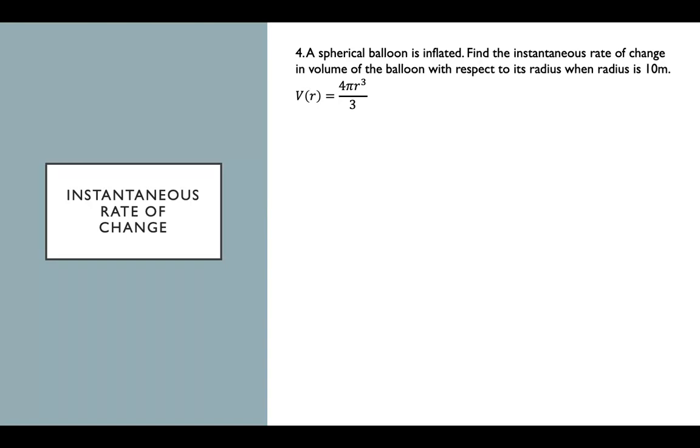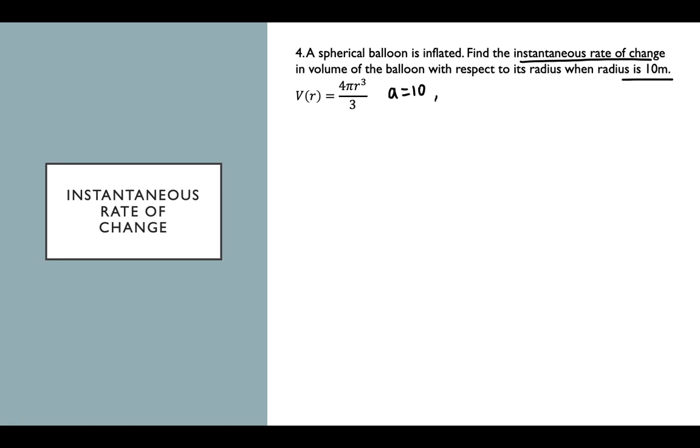So number 4, a spherical balloon is inflated. Find the instantaneous rate of change in volume with respect to radius when radius is 10. So this is very similar to finding instantaneous rate of change. It's just that it's not velocity, instead it's volume. So we have to identify what A is. In this case, the radius. A is 10.